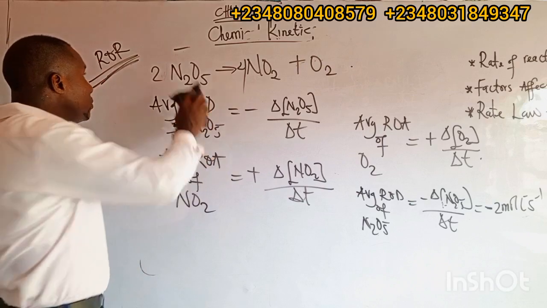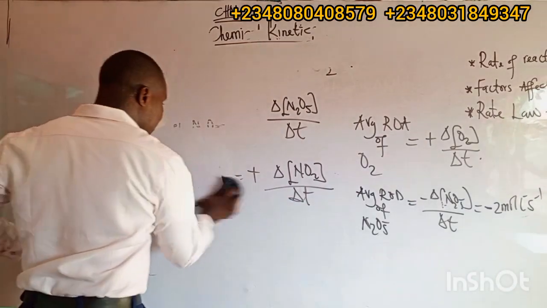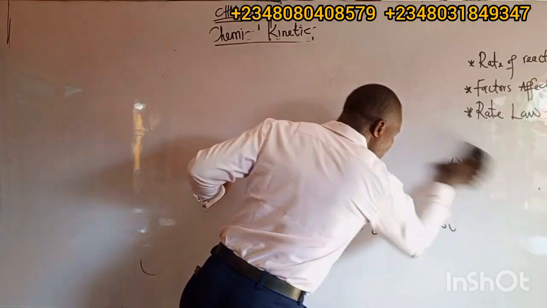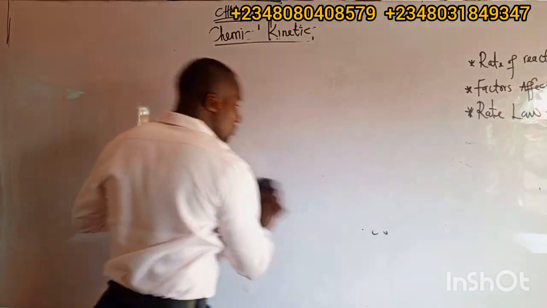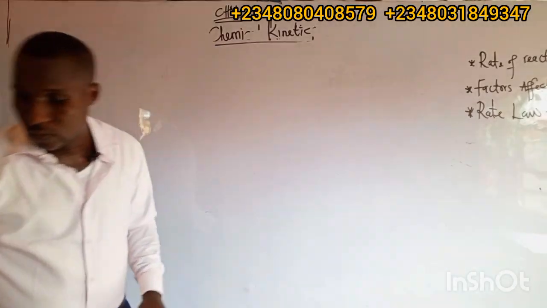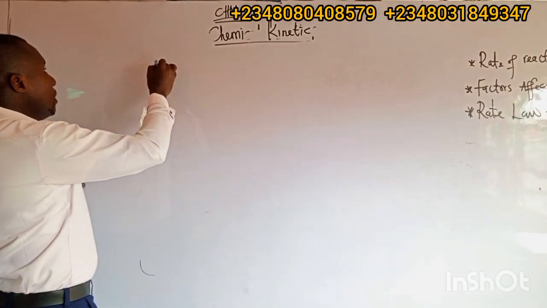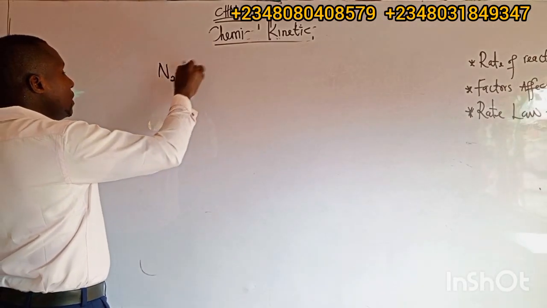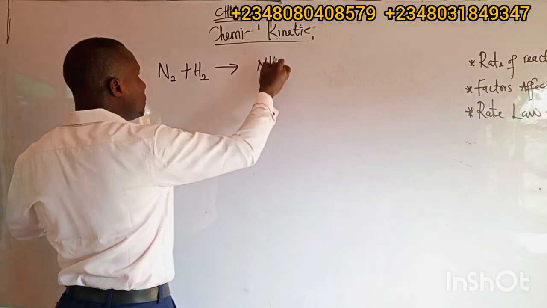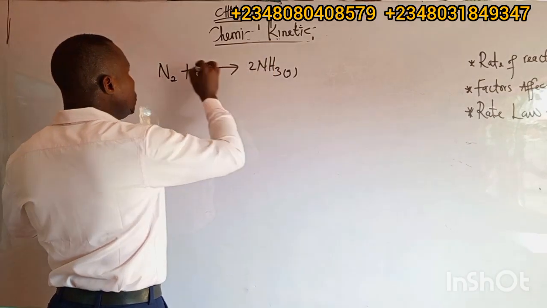Then let's do some questions. If you have N2, H2 to give ammonia, with coefficients 1, 3, 2.